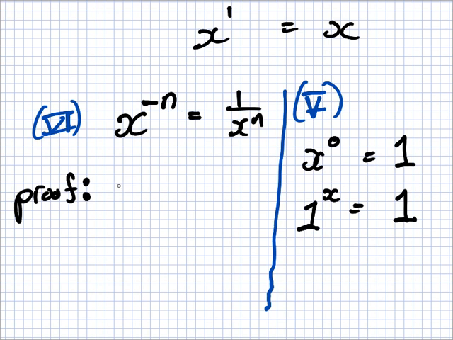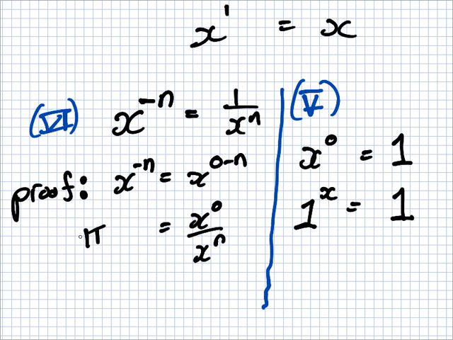So x to the power minus n, that's equal to x^(0-n). That's equal to x^0 over x^n, and that's just me using the second rule. And then that's equal to 1 over x^n, and that's me using the 5th rule.